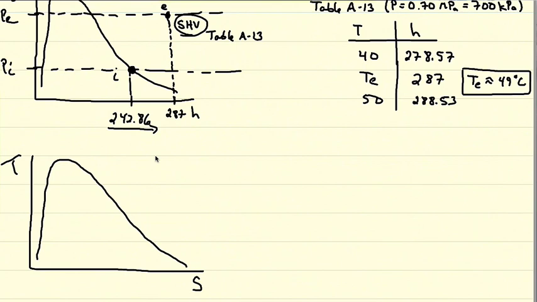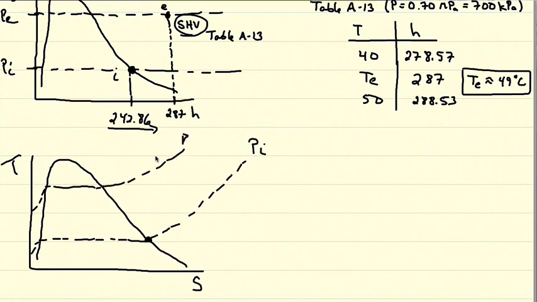It's not so important that we know exactly where our initial temperature is. We can say, for example, that this is our initial pressure, PI. We know that our inlet state here is right on the saturated vapor line. We know that the exit pressure is higher, so we can say that this is our exit pressure, PE. And if I look up these entropy values in the table, let me do that real quickly.